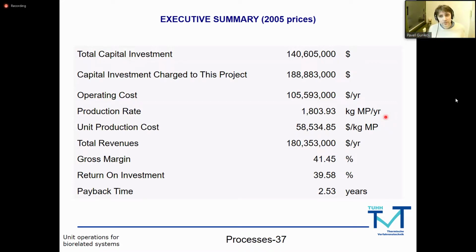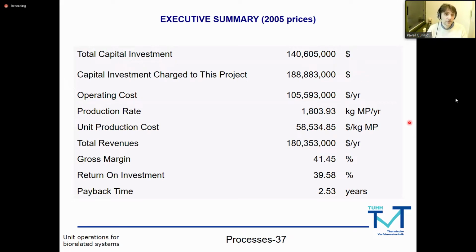So this number determines the lowest boundary for the selling price. If you want to be profitable, you can't really sell insulin at a price lower than approximately 60,000 euros per kilo. Good, that's all quite clear.